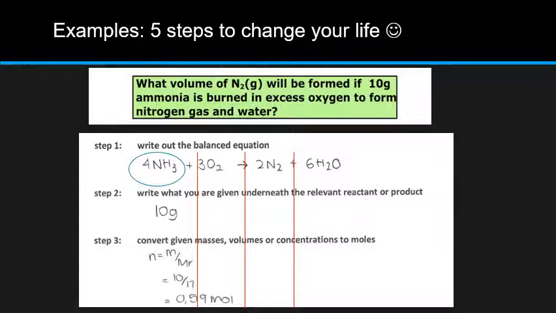So in step 2, you are going to write what you've been given underneath the relevant reactant or product. So you've been given the 10 grams. So write that down, 10 grams.